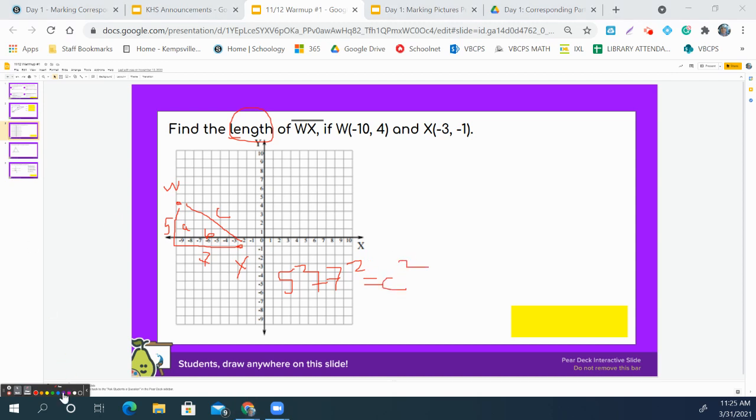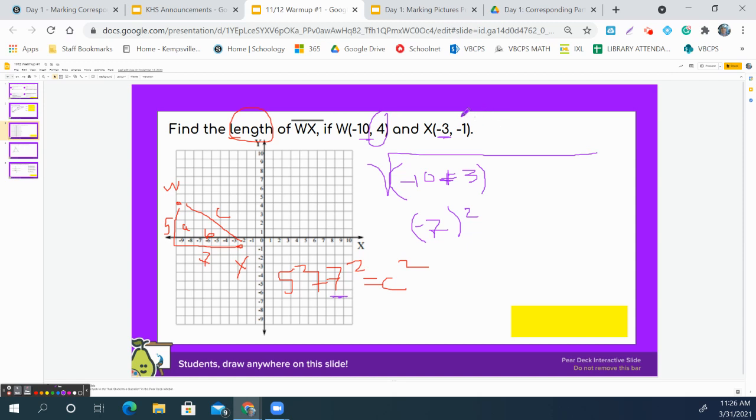If you very much like algebra and you would prefer to do the distance formula, I totally get it. Not my jam usually, but I do understand that's what other students like to do. So negative 10 minus negative 3. When you do minus a negative, that turns into a super plus, right? So negative 10 plus 3 is negative 7. When you square negative 7, you get the same thing as when you square positive 7.